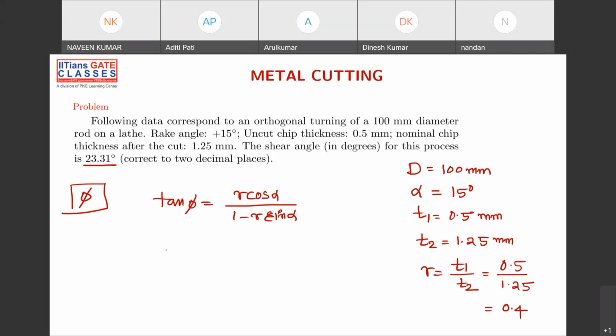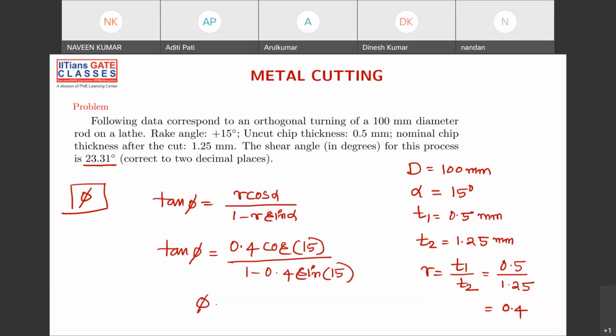Then tan phi is equal to, substituting all the values, 0.4 times cos 15 degrees divided by 1 minus 0.4 times sin 15 degrees. Do the calculation, and phi is equal to tan inverse of the value you got, and that is around 23.31 degrees. So this is how we are going to solve all our problems. Just forget about this.